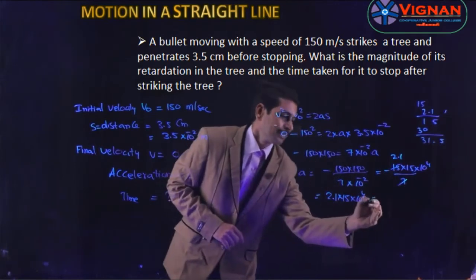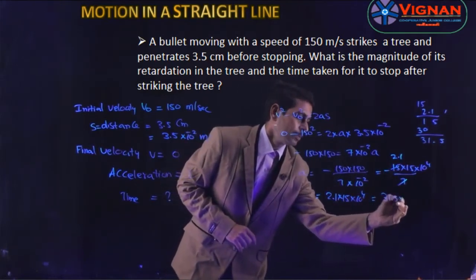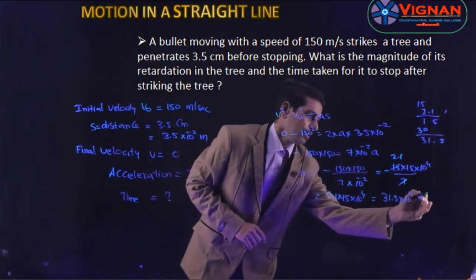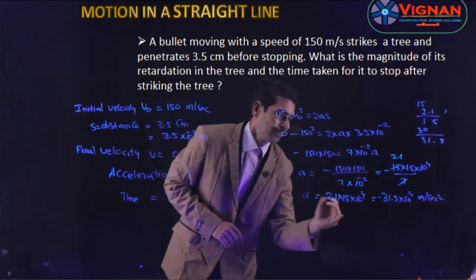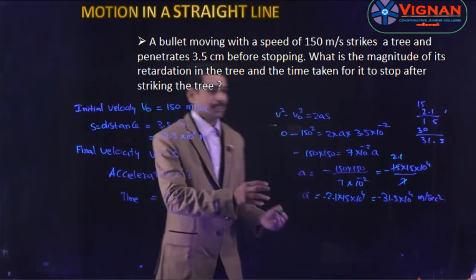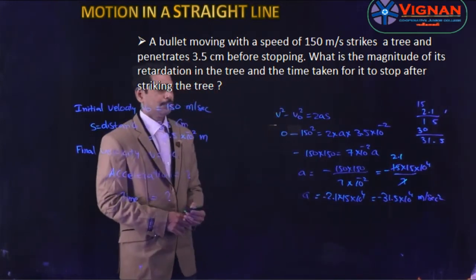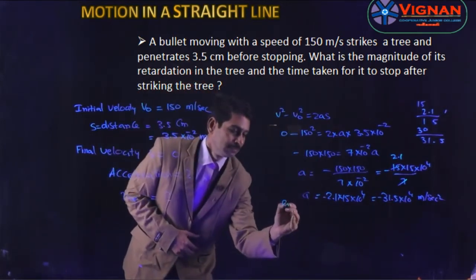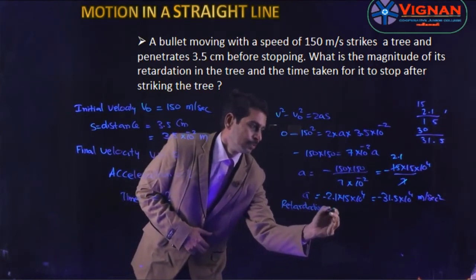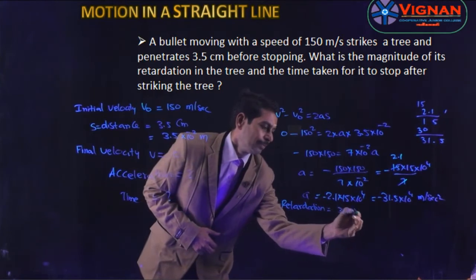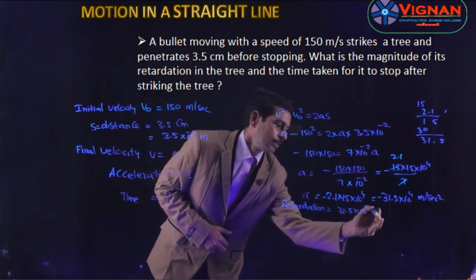So this is nothing but 13.5 into 10 power 4 approximately meter per second square. So this is acceleration, but we get minus, so that's why this is called retardation. So retardation is equal to 31.5 into 10 power 4 meter per second square.